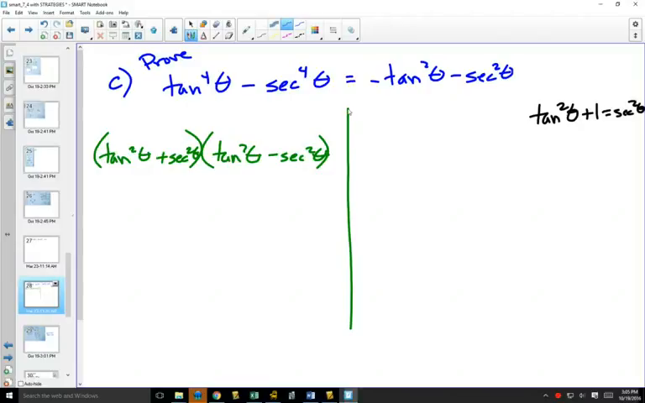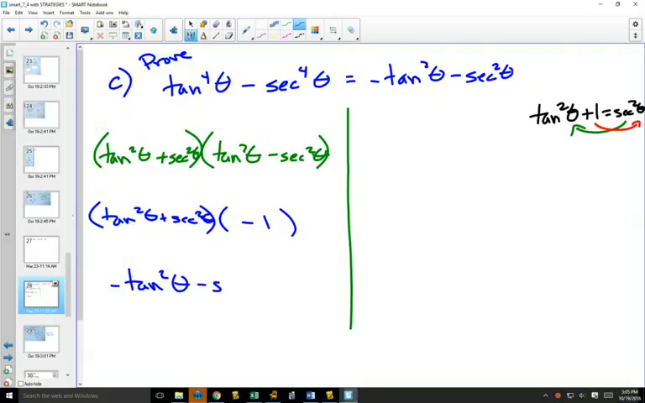How could I get that? I could get that by subtracting secant squared, right? But then I'd also have to move the 1 over. So what is tan squared minus secant squared equal to? It's equal to negative 1. So then we'd have tan squared theta plus secant squared theta times by negative 1. If you distribute that negative 1, all of a sudden we're done. Left side is equal to right side, QED.